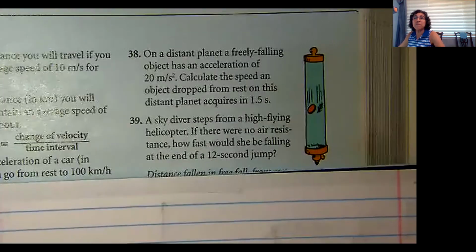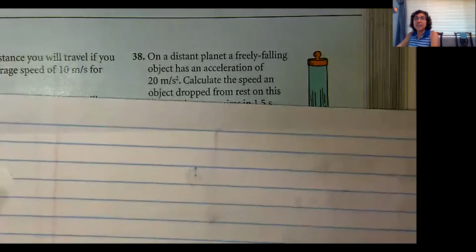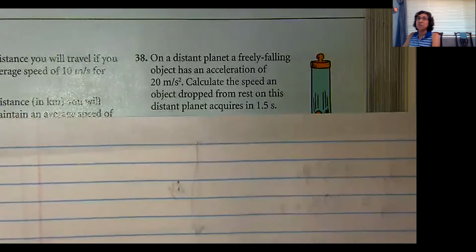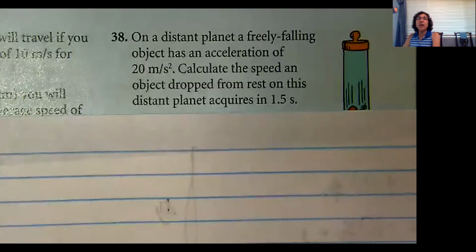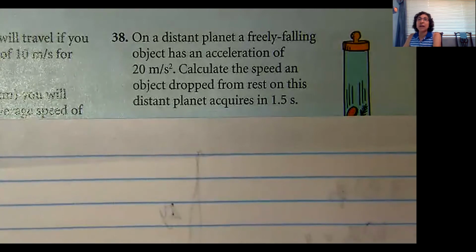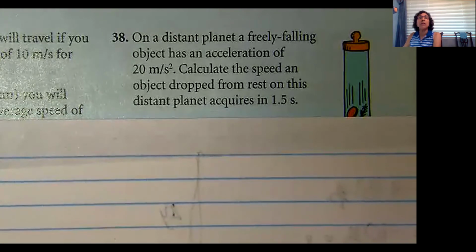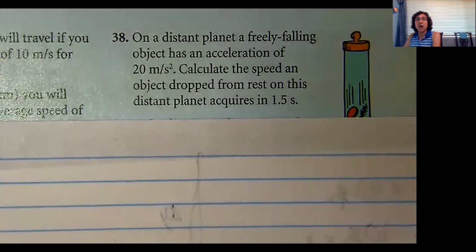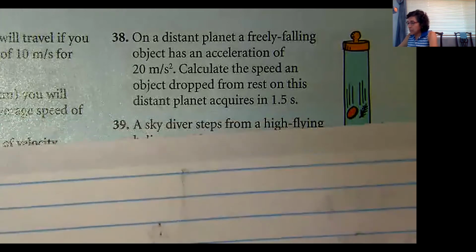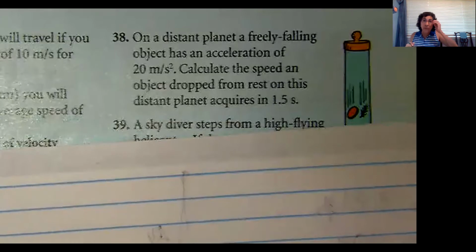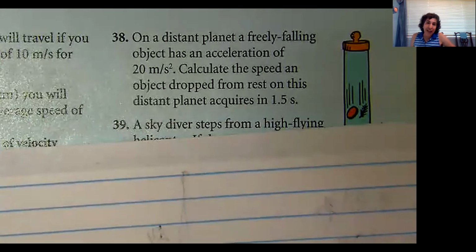There we go. On a distant planet, and what does that tell you? On a distant planet, we're not on Earth anymore. So the acceleration is not going to be negative 9.81. Apparently on this planet, it's even bigger. So we're going to write that down. Let me read the whole problem. On a distant planet, a free-falling object has an acceleration of 20 meters per second squared. Calculate the speed an object dropped from rest on this distant planet acquires in 1.5 seconds.